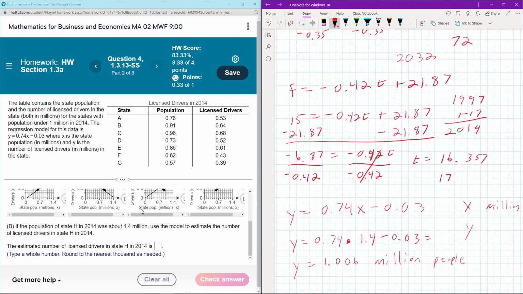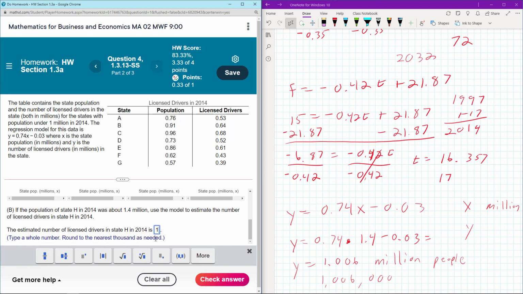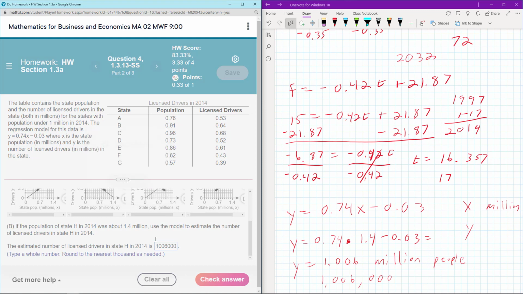Now notice that they want the total number of licensed drivers. They actually want the whole number, not millions, but as a real number rounded to the nearest thousandth. So this is 1,006,000. Well, we don't need to worry about rounding because that's the nearest thousandth right there. So it turns out that this number should be the number that they're looking for. We don't want to put in 1.006. We want to put in the entire whole number. So that should be 1006000. And there you go.